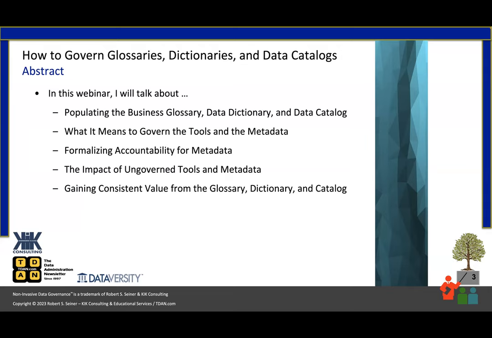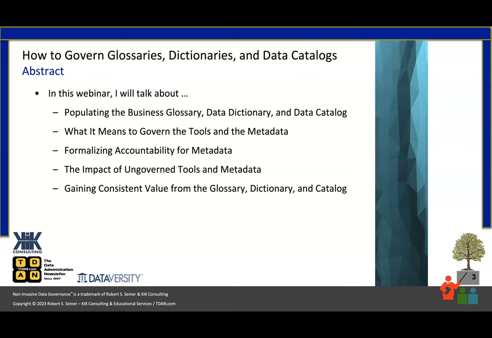So first, we're going to talk about what it really takes to populate the business glossary, the data dictionary, the data catalog, and why it is so important that there are stewards, people in the organization who have accountability for the metadata and for the tools themselves. So we'll talk about populating the glossary, dictionary, and catalog. We'll talk about what it means to actually govern a tool and then to govern the metadata.